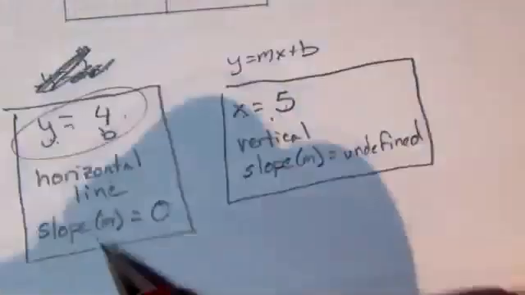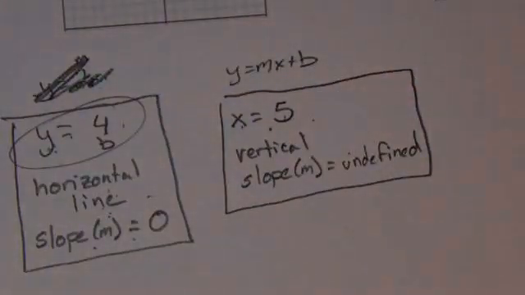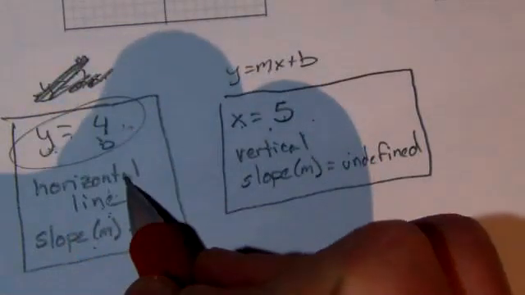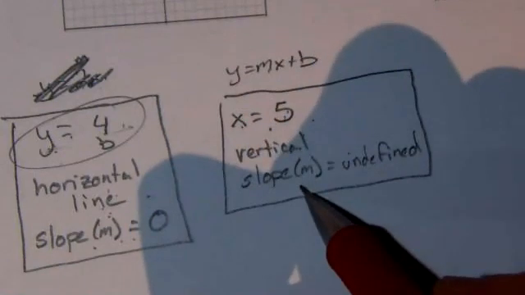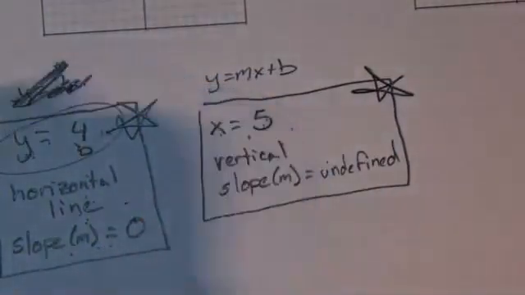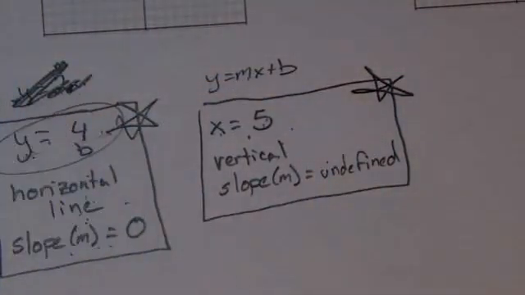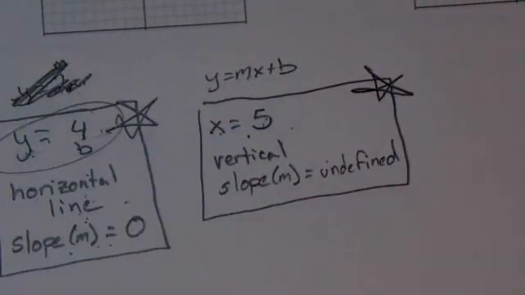Y equals gives you a horizontal line with a slope of 0. You need to know these two things. So y equals a number is a horizontal line with a slope of 0. X equals a number is a vertical line with a slope that's undefined. Again, you need to know these two things. If you just see y equals a number, you think horizontal line at that point. X equals a number, vertical line at that point. You need to know these two things.